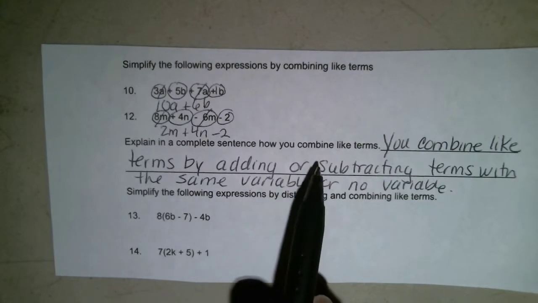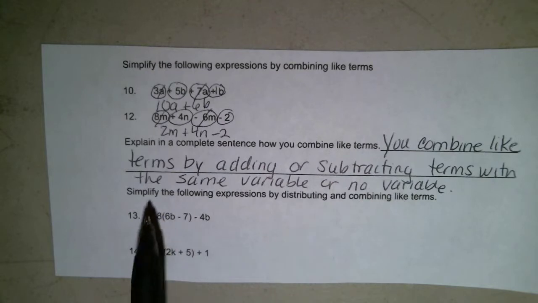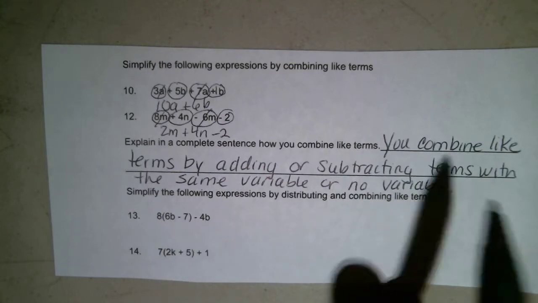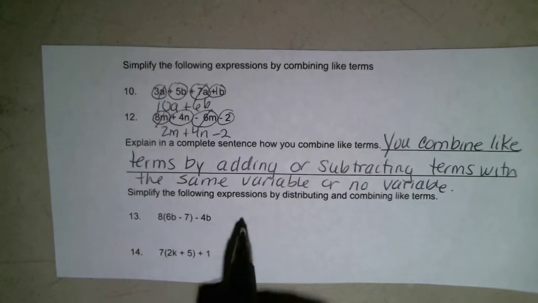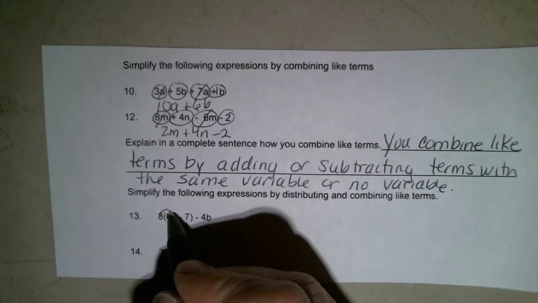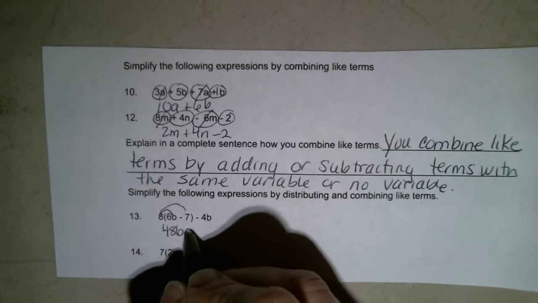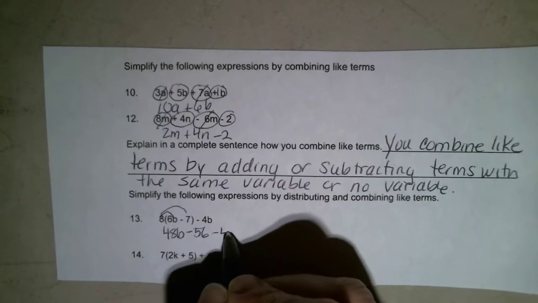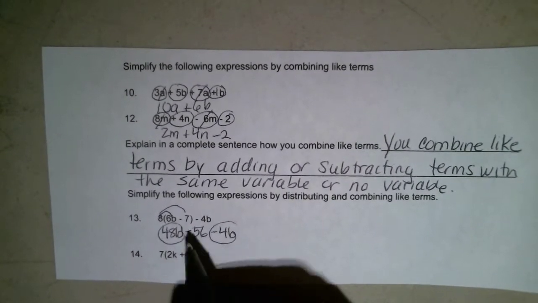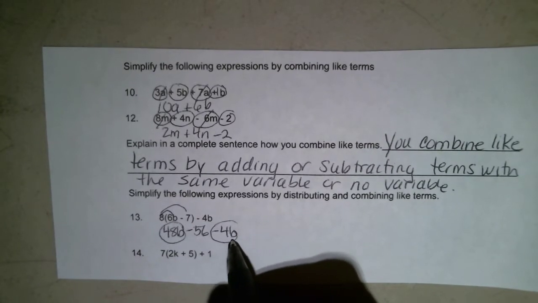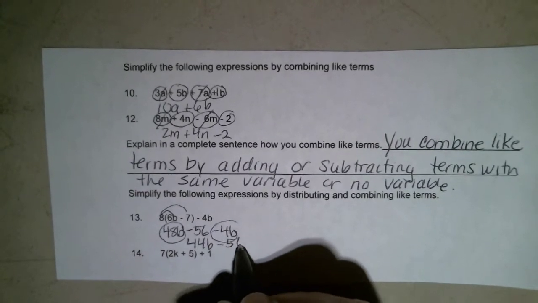Explain in a complete sentence how you combine like terms. You combine like terms by adding or subtracting terms with the same variable or no variable. Simplify the following expressions by distributing and combining like terms. We first distribute the 8 to both terms in parentheses to get 48b minus 56 minus 4b. We can combine the 48b and the minus 4b to get 44b minus 56.